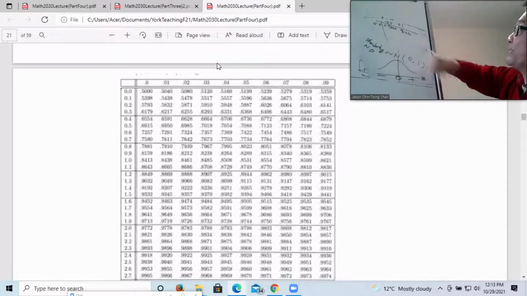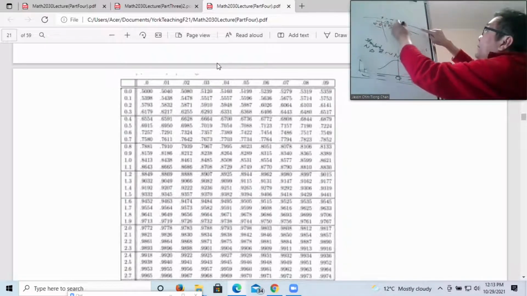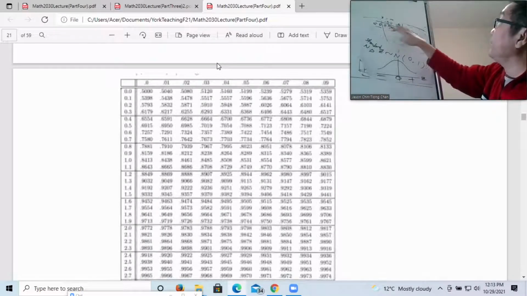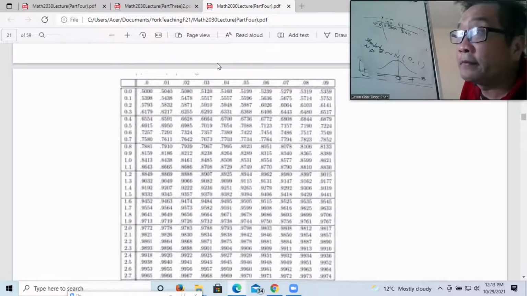Okay, let's talk about the first one. Why is this 0, and then this is 0.5? The meaning of this one is 0.01, and the probability is 0.5040. Why?